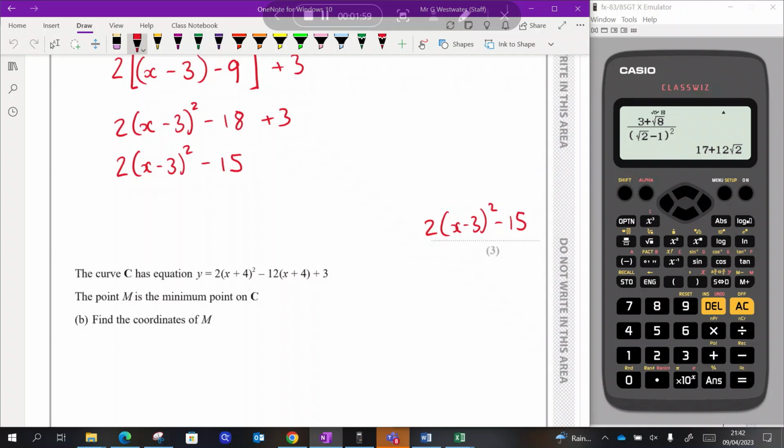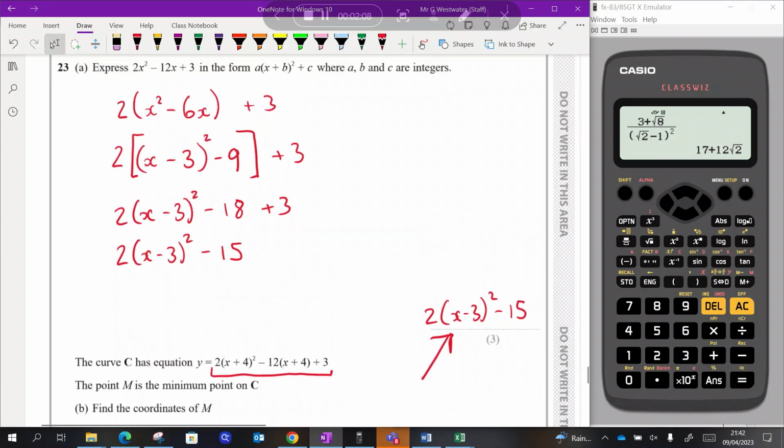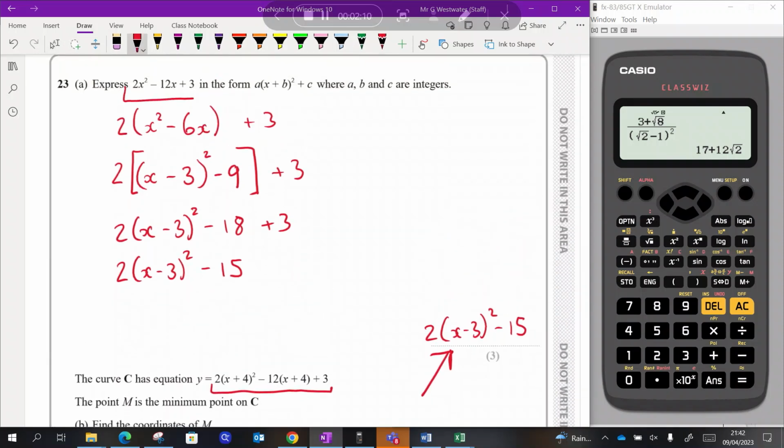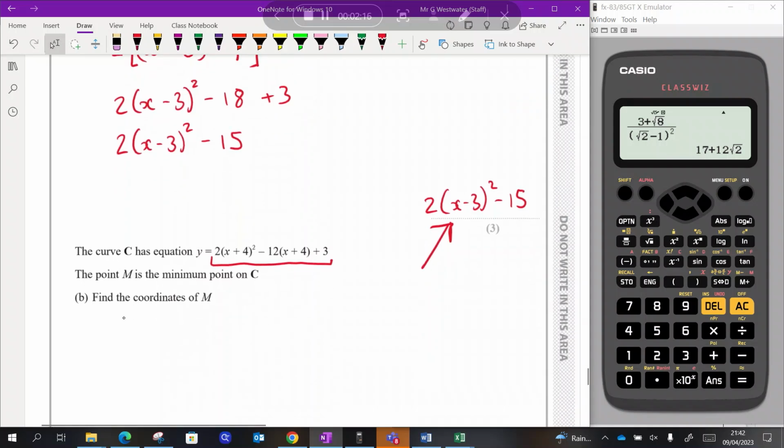What this question is actually looking for you to do is understand how to find the minimum from this form and then recognize that this equation is just the same as this equation that we started off with, but instead of x, we've got x plus 4, which is the graphical transformation of f of x plus 4. It has shifted everything to the left by 4.